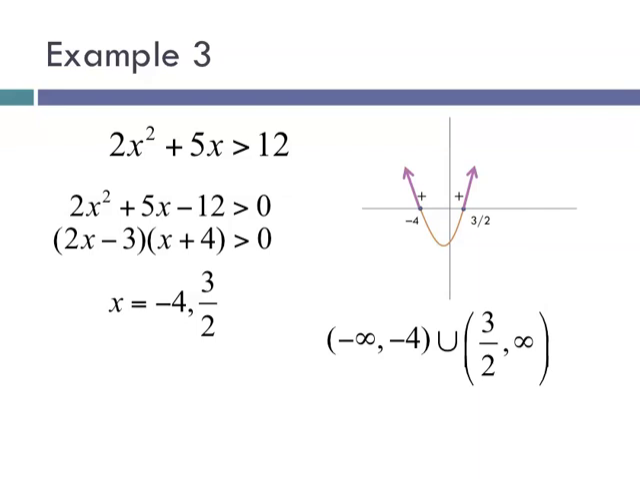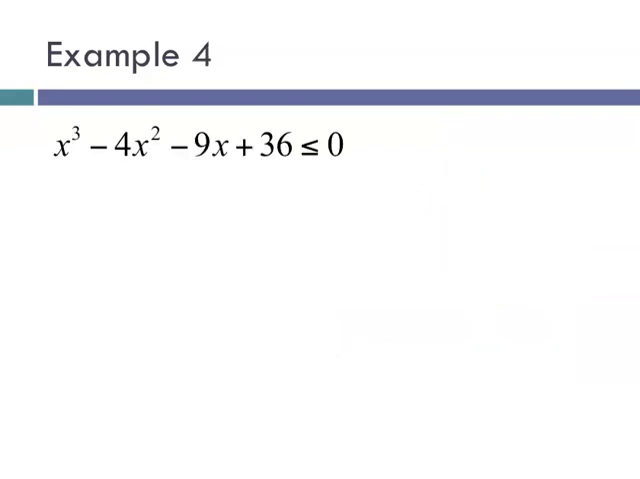And those are the two intervals where we have a solution x that will satisfy this inequality. Let's do one more example. x cubed minus 4x squared minus 9x plus 36 is less than or equal to 0.